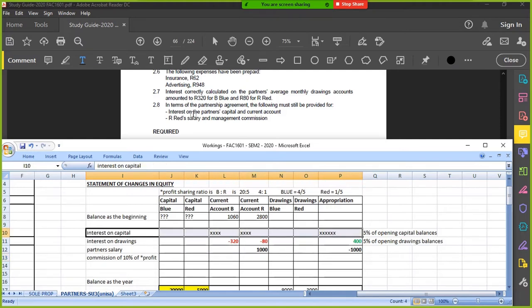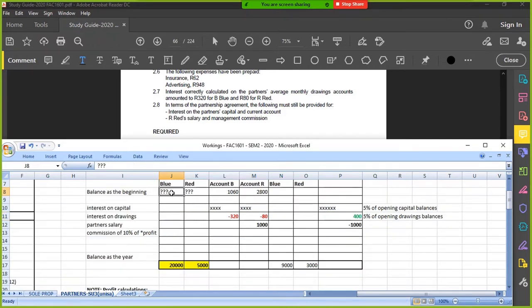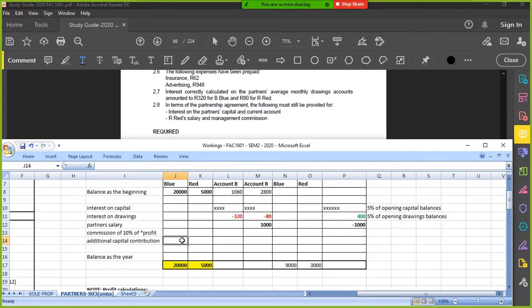Did I read anywhere in the question that the capital balances had changed? No. So what I had at the beginning is the same as what I would have at the end. Had they told me that red and blue had made more contributions during the year, then I would have had additional capital contribution. But did they say anything about additional capital? Nothing. So what they had at the start is the same as what they had at the end. So can I work out the interest on capital?